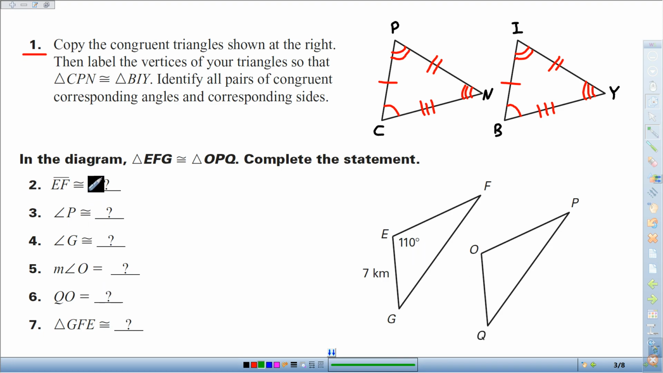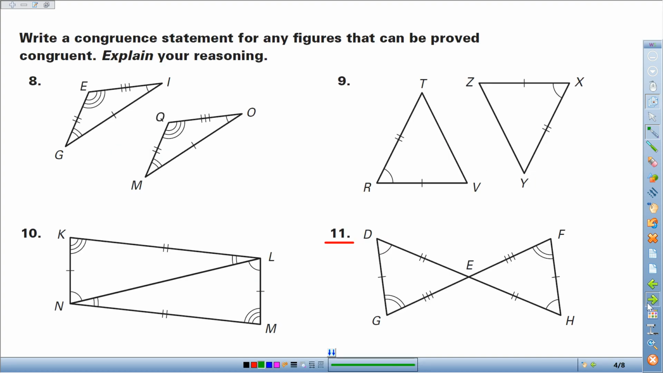Okay, when you guys go to do these problems, they're asking for just the corresponding part, not its measure. All right, so for example, EF, this side length, we know by just looking at it, it corresponds to OP. So we'll do one together. Okay, it looks like that is going to be our answer here. Segment EF is congruent to segment OP. Okay, that's what they're asking for, no numbers. All right, so cool. Let's keep moving.